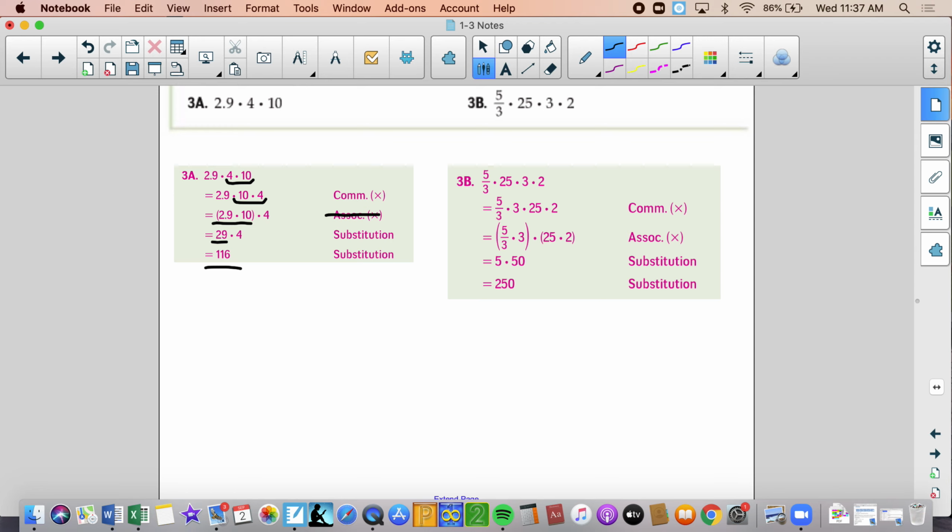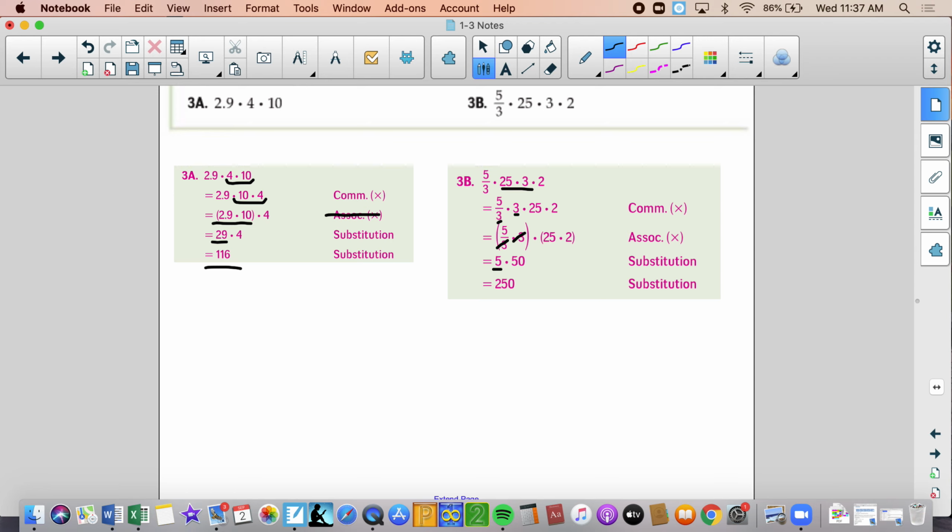All right, we have 5/3 times 25 times 3 times 2. Well, I think I'd rather multiply 25 times 2 than 5 over 3. So I'm going to commute those two. So I'm technically going to commute the 25 and the 3. If I mirror that, that would give me 3 times 25. And then I like this because 3 is in the numerator, 3 is in the denominator. Those are going to cancel, which gives me 5.